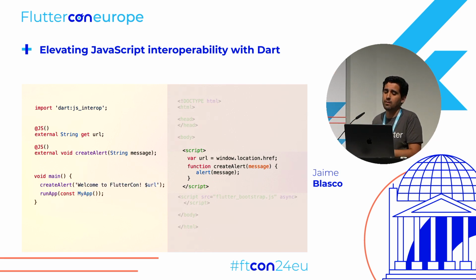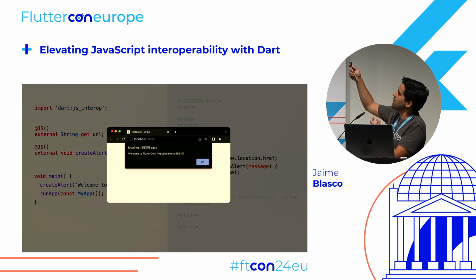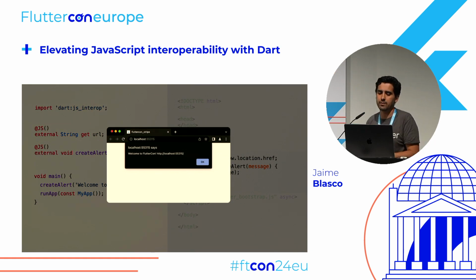So with this, we can call this JavaScript code directly from Dart. In our main, we call createAlert and pass a message itself, we can even pass the URL that we get from JavaScript itself, and this will run and display, hey, welcome to Fluttercon, with the native alert itself.